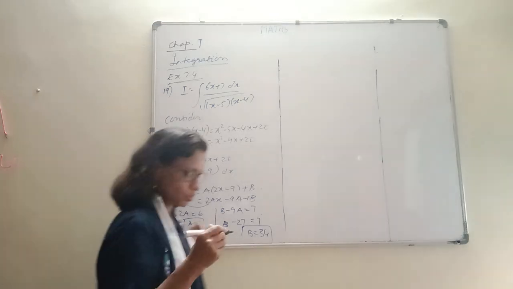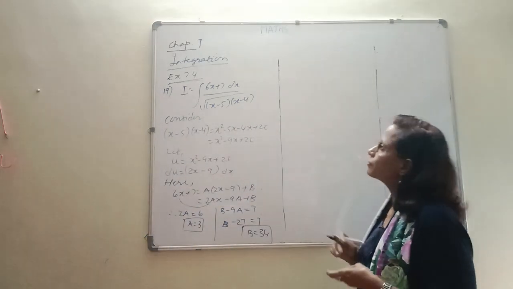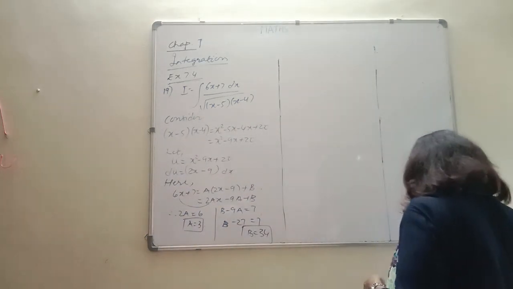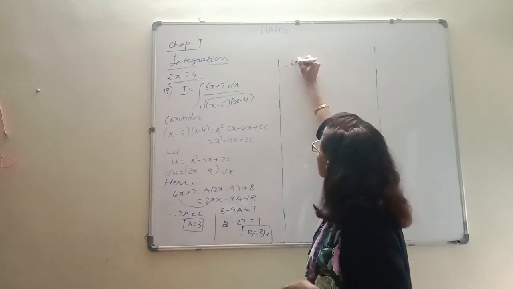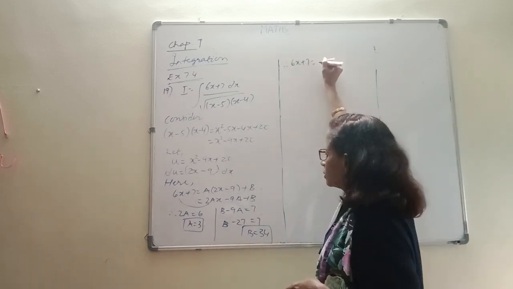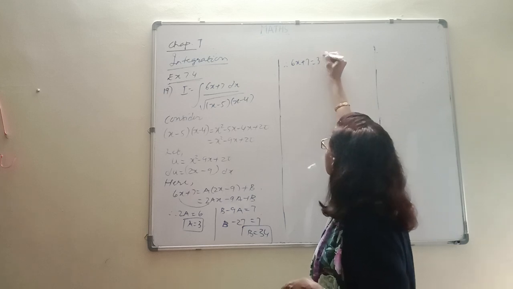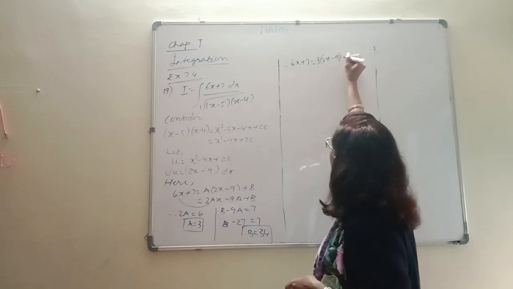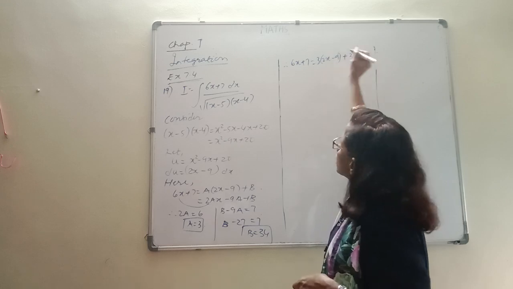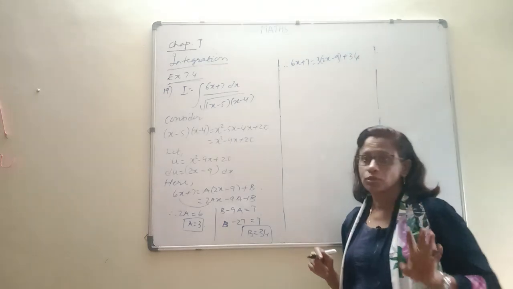That's good actually. So what happens is we have got 6x plus 7 now as 3 times (2x minus 9) plus 34. Okay, that's one part. We have one more issue to settle.